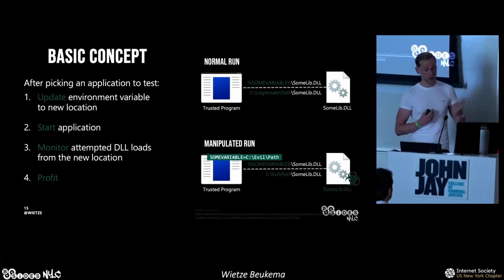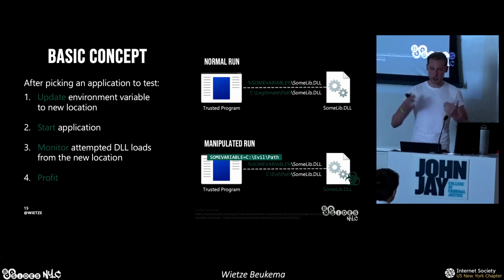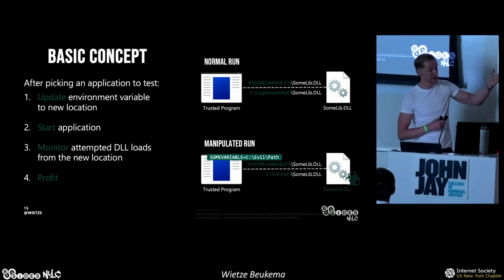I chose one of these environment variables. I then changed them to a different location. I would then start a process with these updated variables. Look in Procmon, see with this manipulated run if I could see any different behavior. And hopefully, if it loads DLLs using an environment variable, I might trick it into running my version.